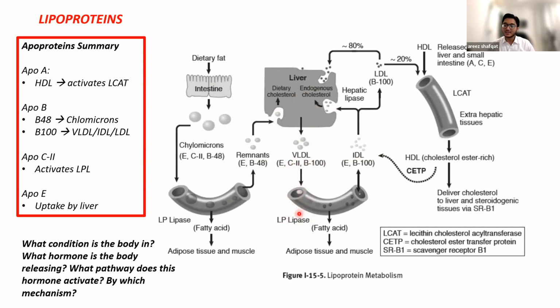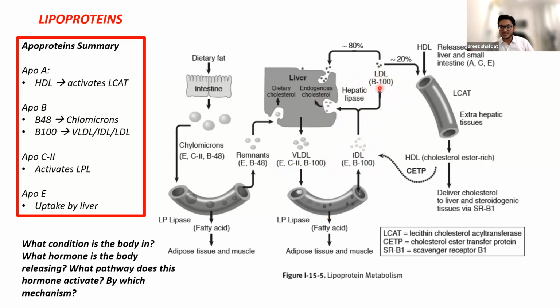Then lipoprotein lipase extracts fatty acid. The VLDL starts shrinking. Now it's called an IDL. Now it doesn't need the ApoC2 anymore, so it gives it back to HDL. Now it only has ApoE and ApoB100. Now it has two options. Either it can get taken up by the liver through ApoE, or it can give back ApoE to HDL. Now, IDL with B100 only is called LDL. Okay, so LDL only has ApoB100.